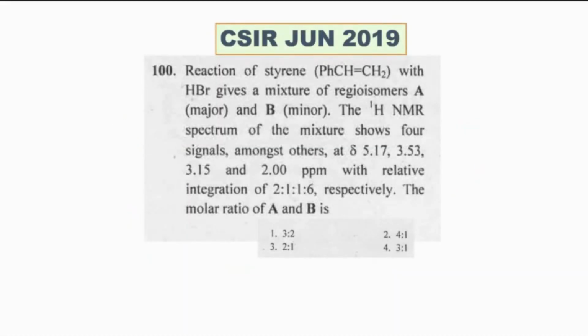Okay. My favorite problem. The next two problems are my favorite because they are interesting. June 2019. I'll let you know how to approach this problem. So you have got styrene. Styrene, you are adding HBr. So you'll be having two products. The first product will be Ph.